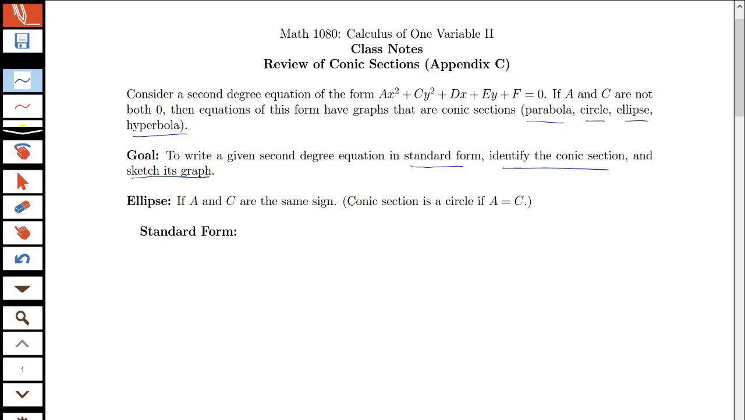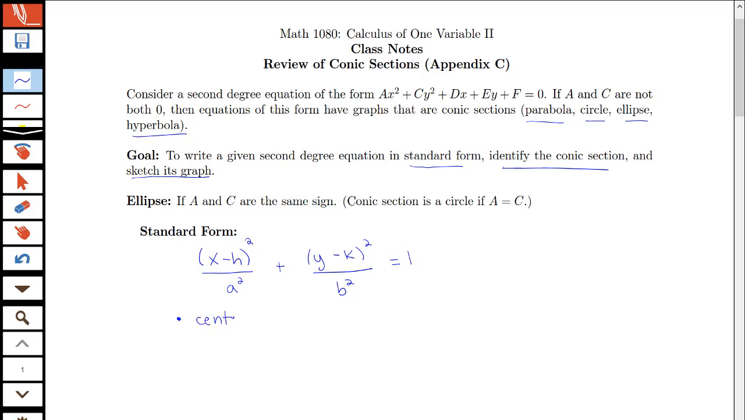You will get an ellipse from one of these second degree equations if a and c, those are the coefficients of x squared and y squared, are the same sign, so either both positive or both negative. If a and c are also equal to each other, you'll get a circle, which is really a special case of an ellipse. So what's the standard form? Well, the standard form for the ellipse will be the following. We'll have (x minus h) squared over a squared plus (y minus k) squared over b squared is equal to 1. When you have it in this form, then the meaning of these different things, h, k, a, and b, is the following.